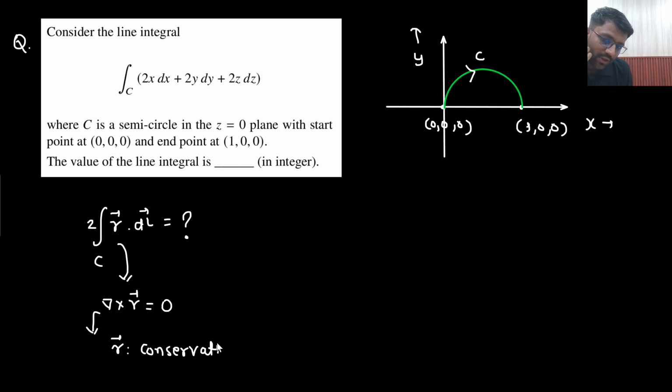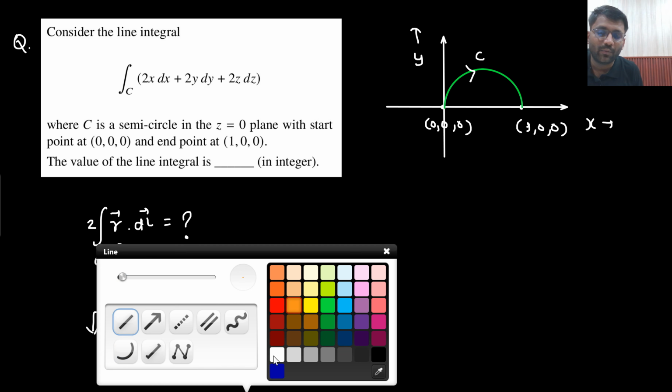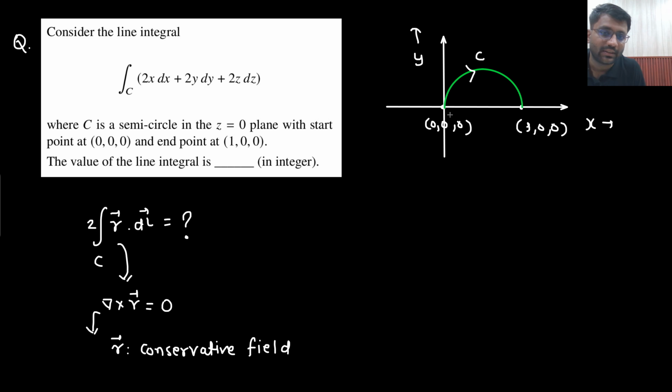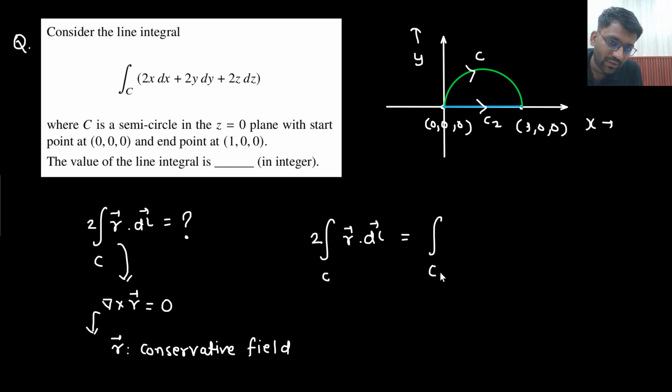I am not applying the Stokes theorem. I am telling that r is a conservative field. Can I apply the Stokes theorem? No, it is an open line integral. Since it is an open line integral, you cannot apply the Stokes theorem. But I got to know one thing, that r is a conservative field. So instead of moving over this curve C, I will move over this curve C2. What I am saying is that instead of moving on this curve C, which is twice r dot dl, I will move on the curve C2.